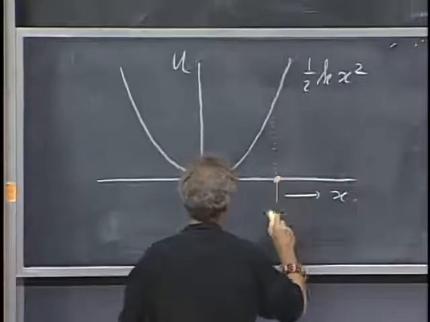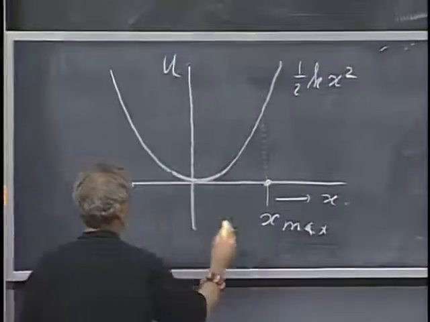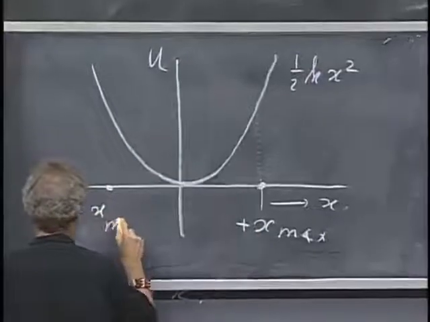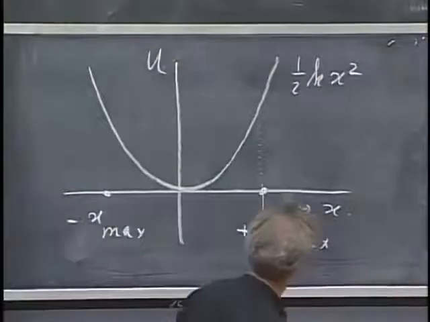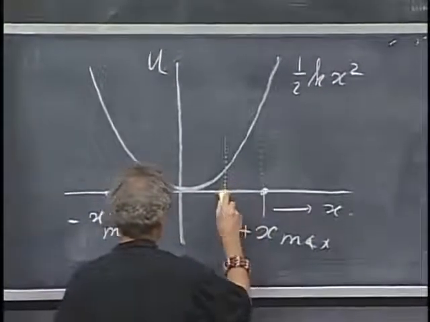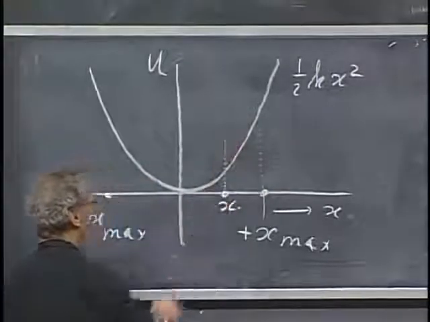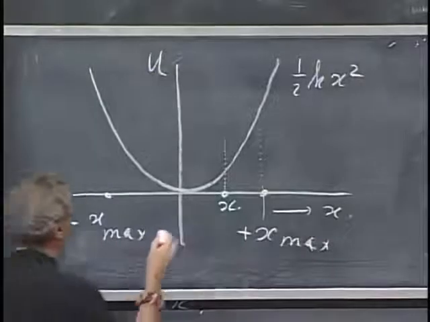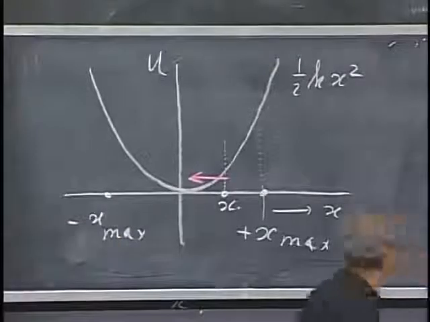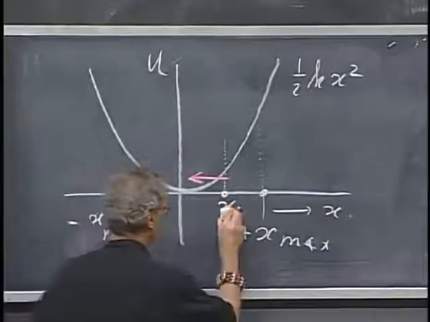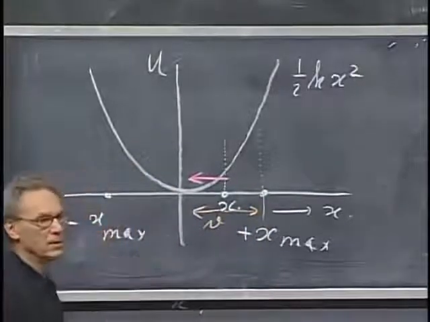Let the object be at a position x max here; it is going to oscillate between plus x max and minus x max. When it is at a random position x, there is a force on it, and the force is always in the direction opposing the increasing potential energy, so the force is clearly in this direction. It's being driven back to equilibrium. When it is there, it will have a certain velocity. The velocity could either be in this direction or in that direction. It has a certain speed.